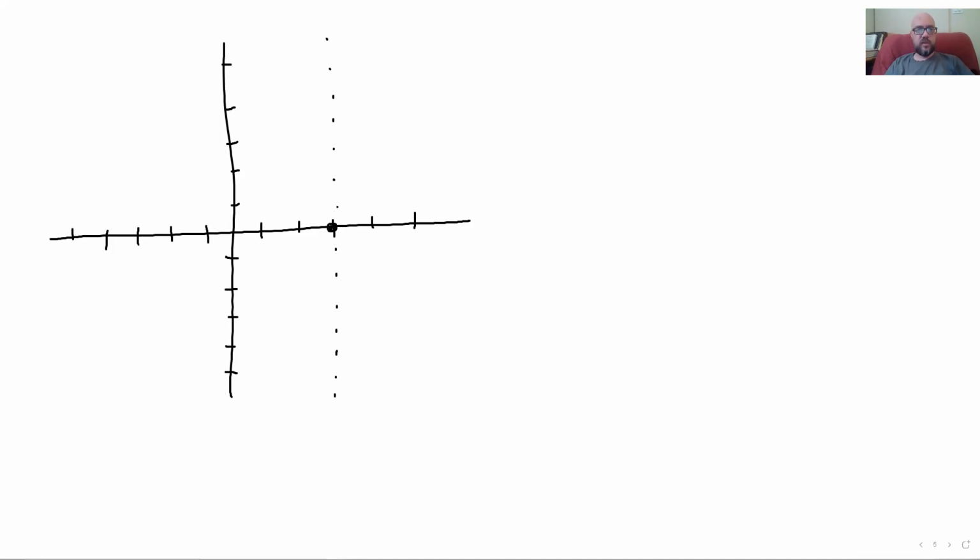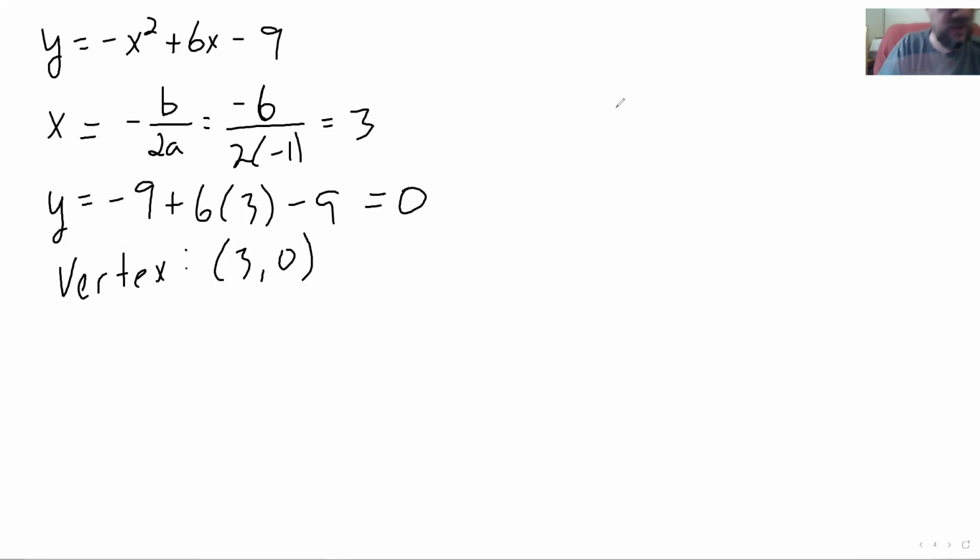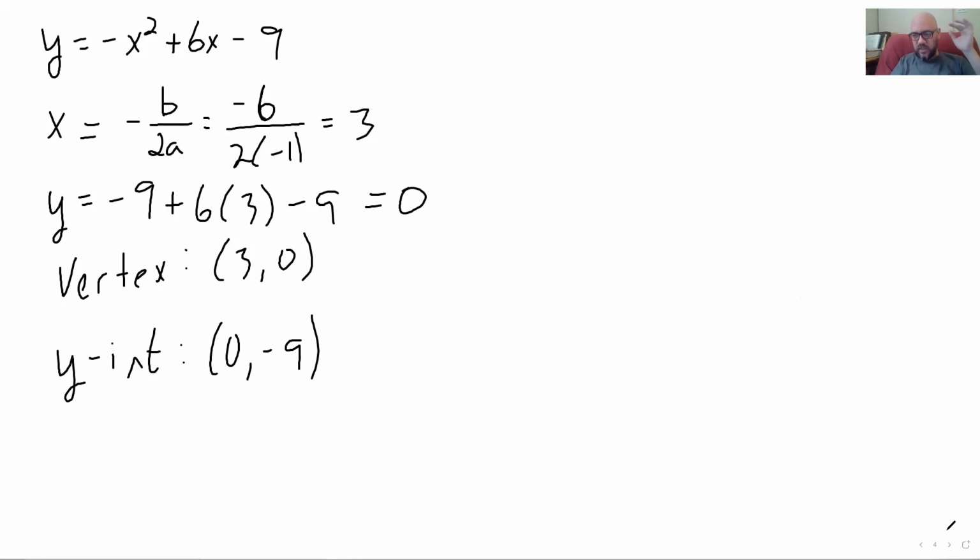Let's go find the relevant points. Let's go find the y-intercept. So my y-intercept is, well, I put 0 in for x and I get y equals minus 9. 0, minus 9. Good. That goes nicely with what I was expecting to see.